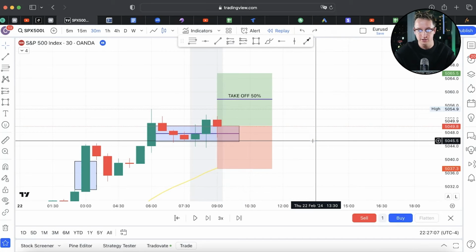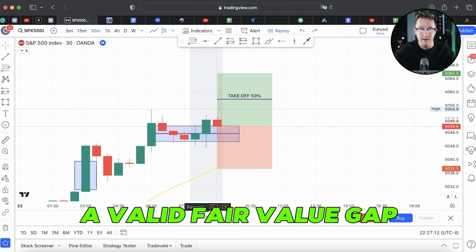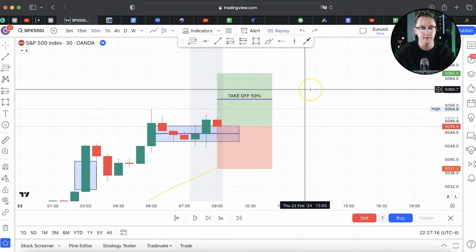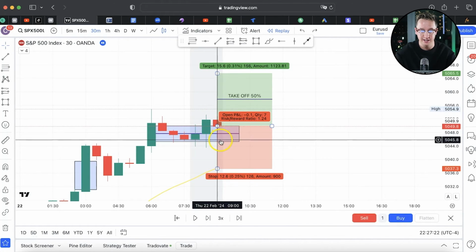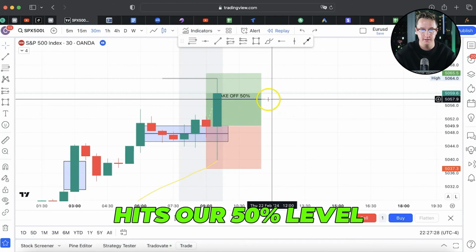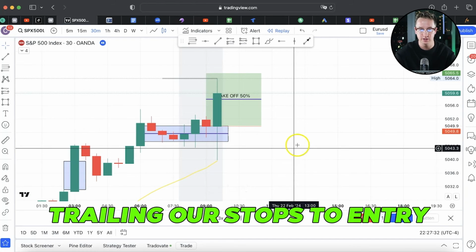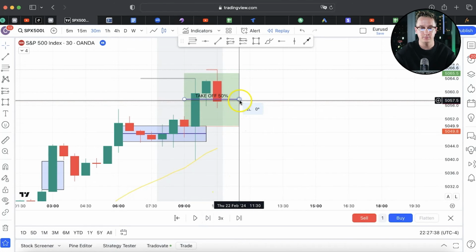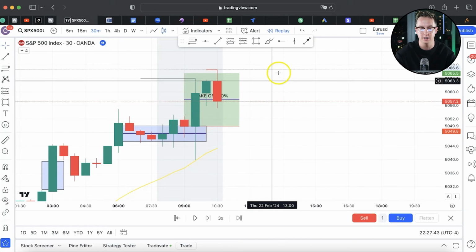So let's say that this is our final trade. We have it set up. And what you want to see, if you know that it's a valid fair value gap, is you want to see price hit it and move away very, very quickly. It's like a trampoline. It jumps up, price comes back down to hit it, and then moves away. Digs in here, pushes away very heavily, hits our 50% level. We're taking off 50% of our trade, trailing our stops to entry, letting the rest ride out. TP hit right here. So this is overall what I'm looking for when it comes to setups.